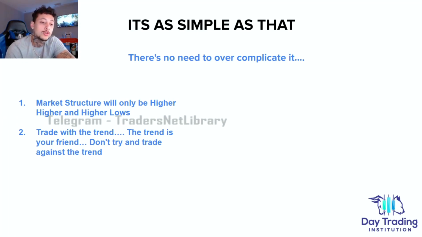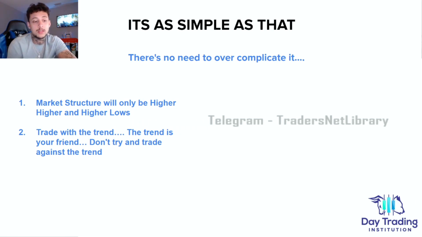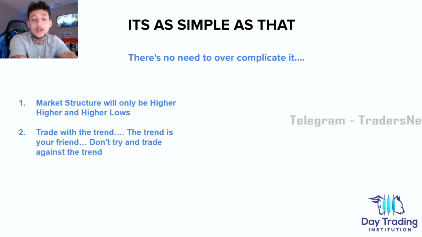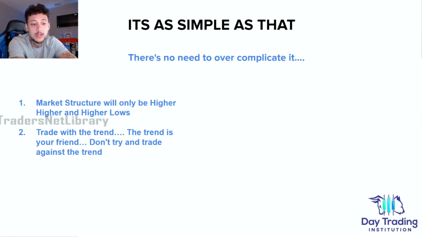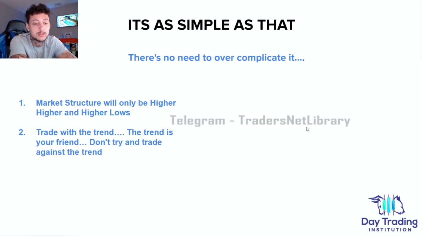Now, when you trade with the trend, you're always going to find higher probability trades. So you always want to be trading with the trend. Another term that you could say within trading is that the trend is your friend. Don't try and trade against the trend ever, because you're going to start taking more unnecessary losses.